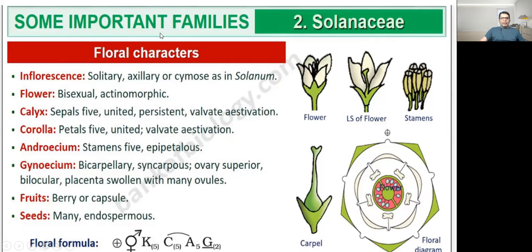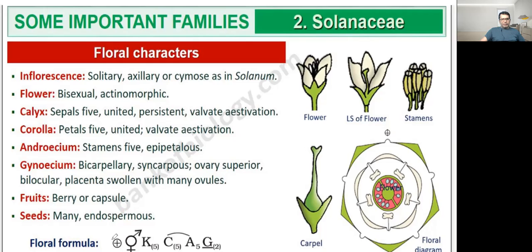Now, floral characters. Flowers are solitary, axillary, or cymose as in Solanum. The flower may be bisexual, actinomorphic. Calyx: sepals 5, united, persistent, valvate aestivation. Corolla: petals 5, united, valvate aestivation. Androecium: stamens 5, epipetalous, they are connected with petals. Gynoecium bicarpellary, syncarpous, ovary superior, bilocular, placenta swollen with many ovules. The fruit of this family is called berry or capsule. Seeds are many and endospermic.